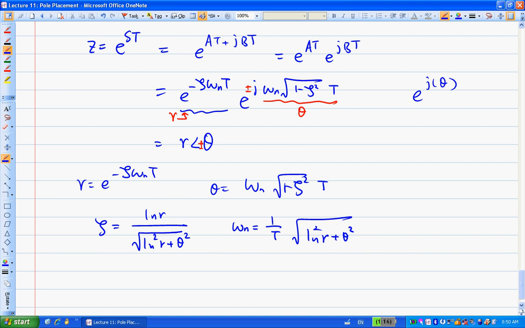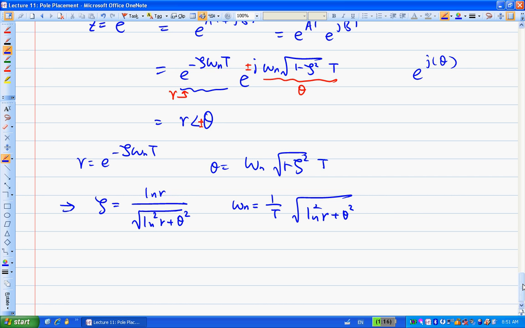Okay, so this is your zeta, this is your omega n here. So given r and theta, here's the zeta, here's omega n, based on this relation, based on this connection here. Okay, so you can actually try to just take a ln of both sides and then square it up, and then you'll figure this out. Yeah, it's not bad. So keep in mind here, we're going to make use of this relationship here.